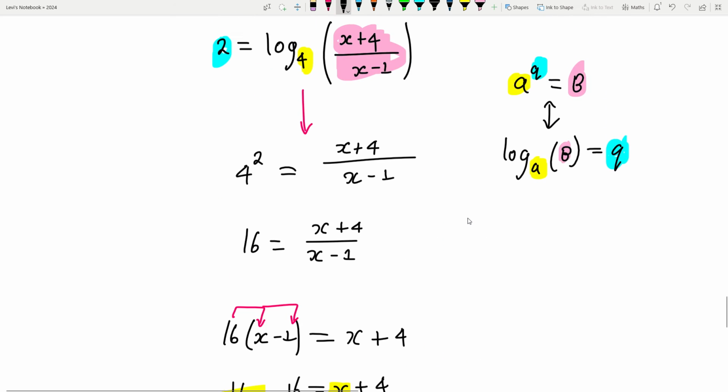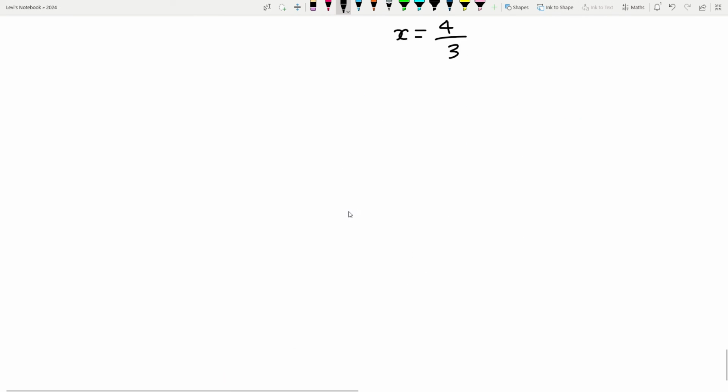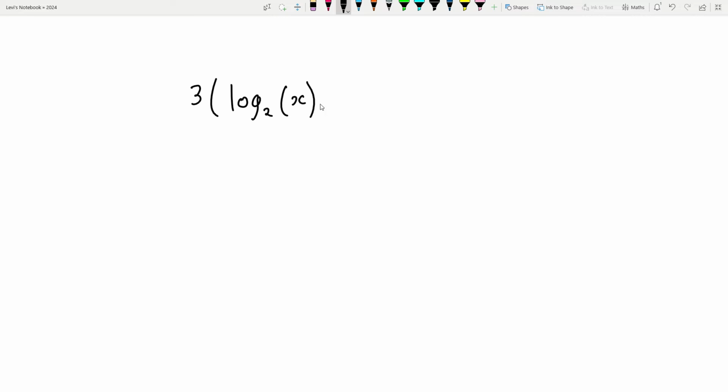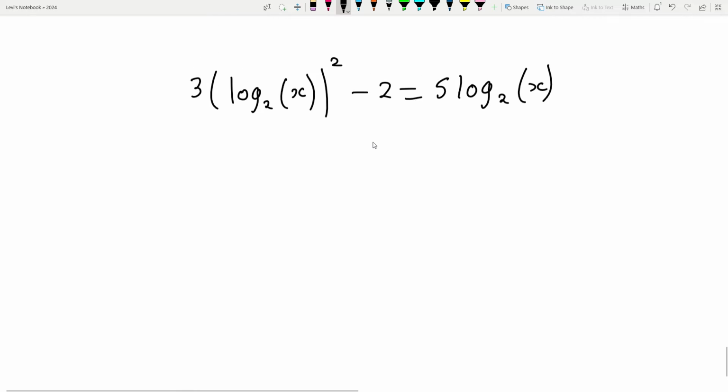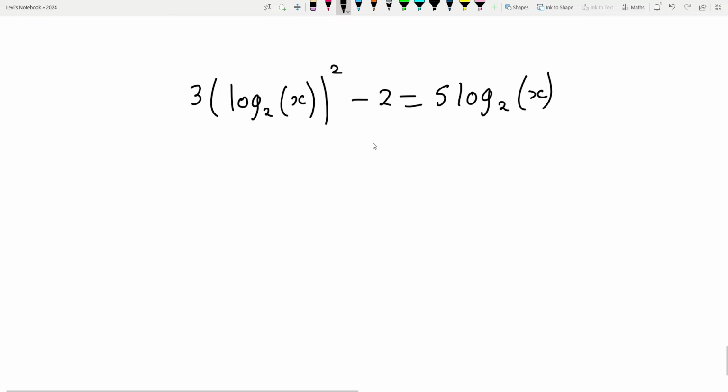If you had any questions about this one, leave something in the comments and I'll try my best to answer it, okay? So this one's a little bit trickier, but we did a similar one in the last video. So we have 3 bracket log base 2 of x all squared minus 2 equals 5 log 2 of x. Okay, so let's try and solve this for x. If you want to have a go at this by yourself, feel free to pause the video and have a go.